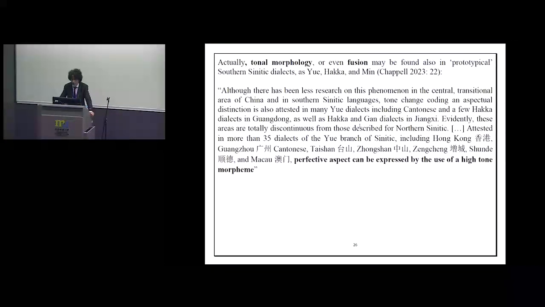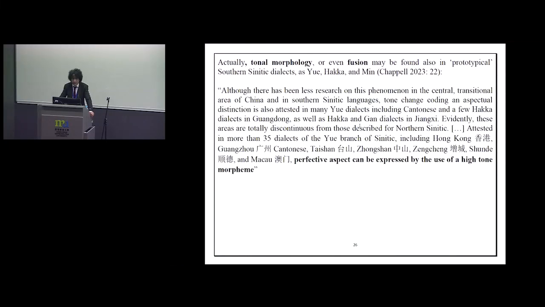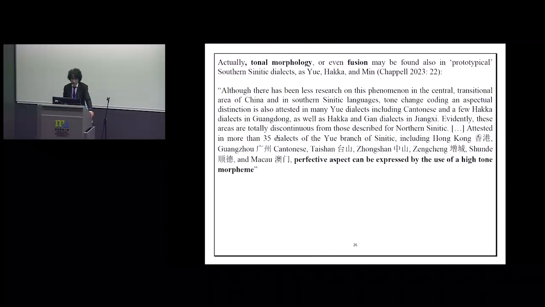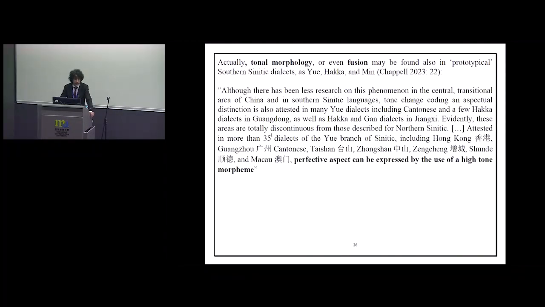It's often described based on Cantonese, where it's maybe not really very prominent, not very common, but it is more common in other Yue dialects, especially in the, let's say, less urbanized varieties, the varieties that are not spoken in major urban centers. According to a recent paper by Hilary Chappell, there are more than 35 Yue dialects which have this phenomenon. So it's really quite common.